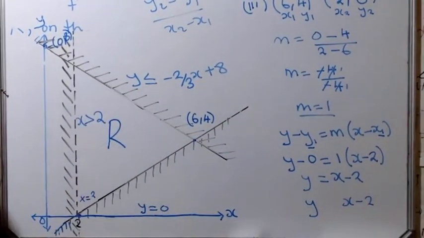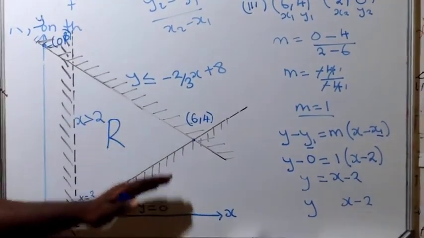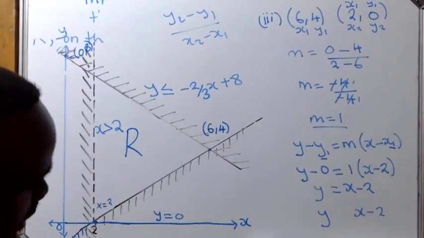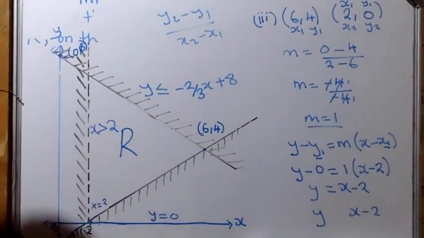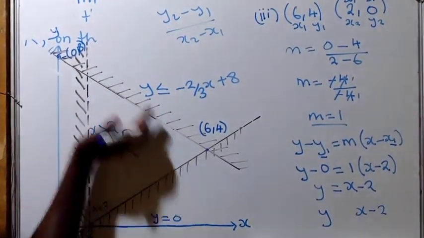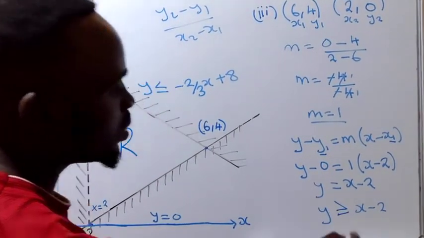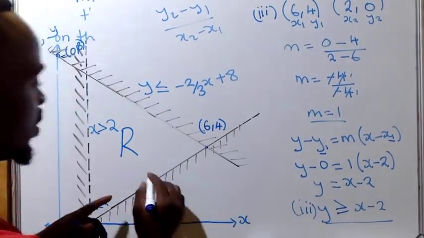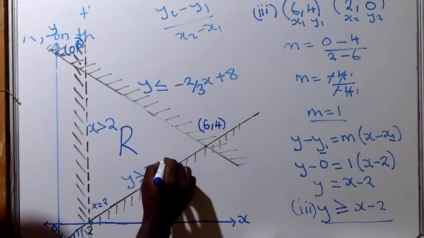Now let's identify. So you can see we are saying the upper region is greater, the lower region is what? Less. Upper region greater, lower region less. So the shaded part is the less. Now I want to describe the unshaded part. The opposite of less is greater, not so. So you say y greater or equal to x minus 2. This is our third inequality. So for this line, the inequality is y greater or equal to x minus 2.